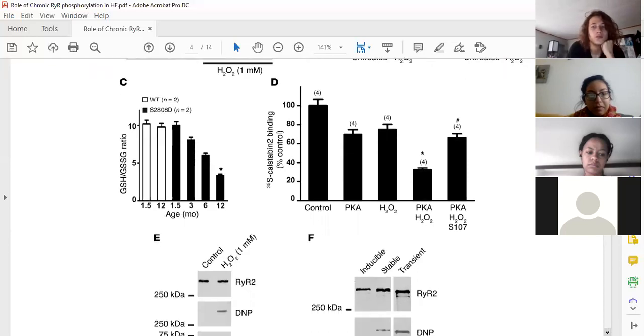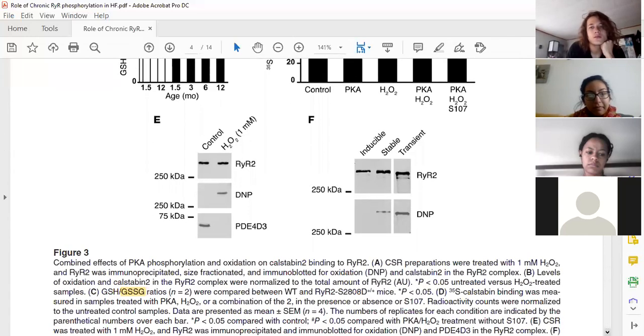All right, so maybe we should finish there. So I guess what I want you guys to get out of this is the whole idea that, in heart failure, you've got a leaky SR, and it's because of calstabin coming off the ryanodine receptor. And why is it coming off the ryanodine receptor? Hyperphosphorylation is part of it, but oxidation is another part of it.